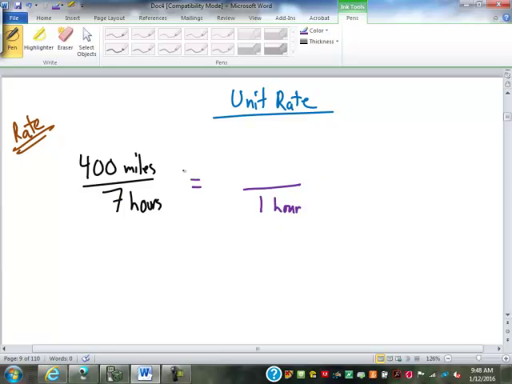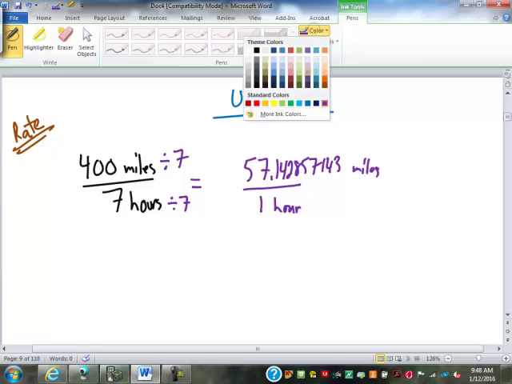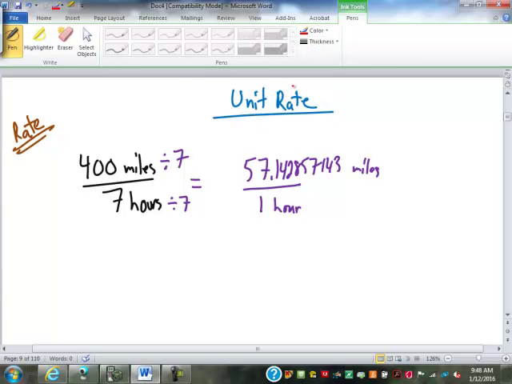How do we change 7 into 1? Well, we would just divide by 7. We would divide by the denominator to reduce it. 7 hours divided by 7 is 1. 400 miles divided by 7 is 57.142857143 approximately miles. Correct? So now it's a unit rate. The denominator is 1 unit.